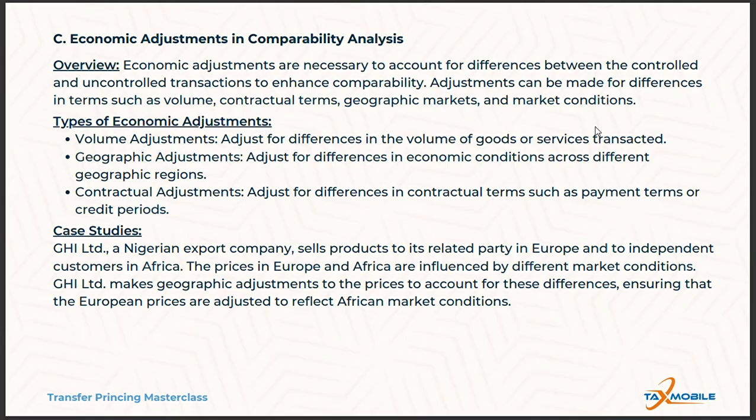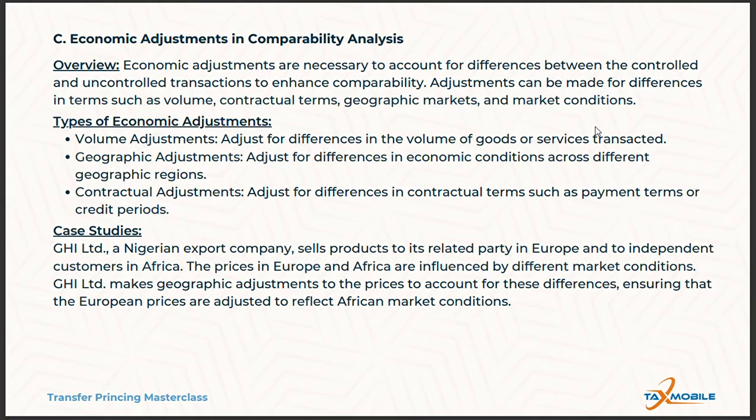Then in terms of contractual adjustment, differences in payment terms, e.g. credit periods and advance payments, can impact the comparability of transactions as well. For example, a 90-day credit term might necessitate adjustment to align with comparable transactions that involve cash payment on delivery.